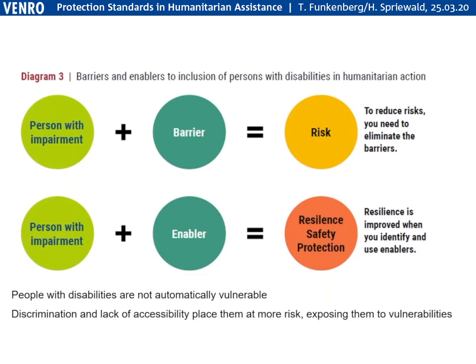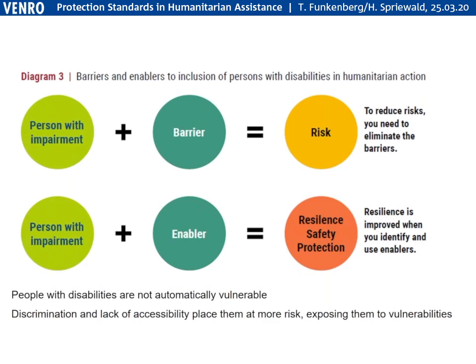But we have to address as well one of the stigmas we have as humanitarian actors, that people with disabilities are automatically vulnerable. They're not automatically vulnerable, but because of barriers, especially discrimination and lack of accessibility to services, we put them at more risk and expose them to vulnerabilities. So this is very important to understand. They're not automatically vulnerable, but they're made vulnerable by barriers.